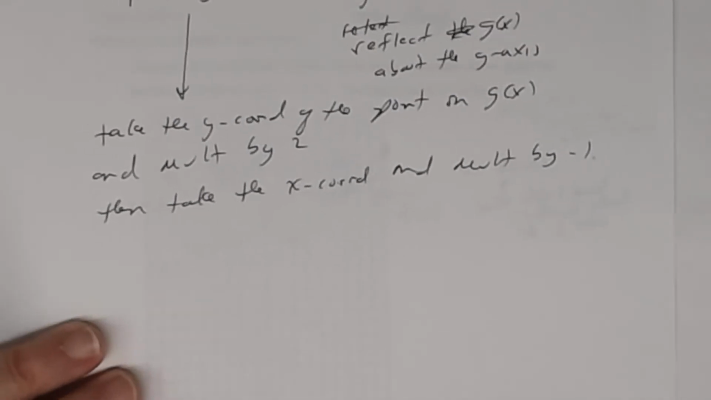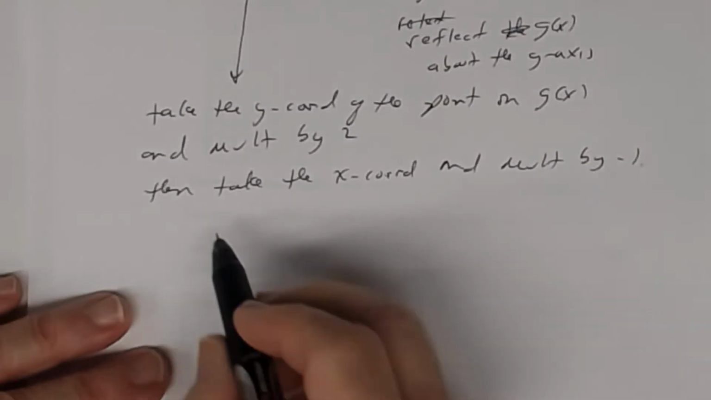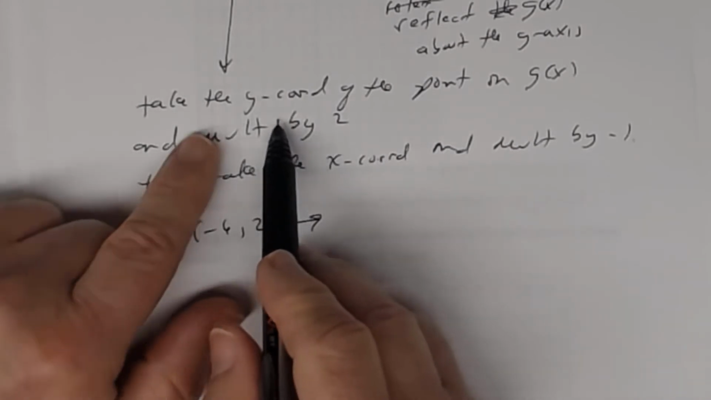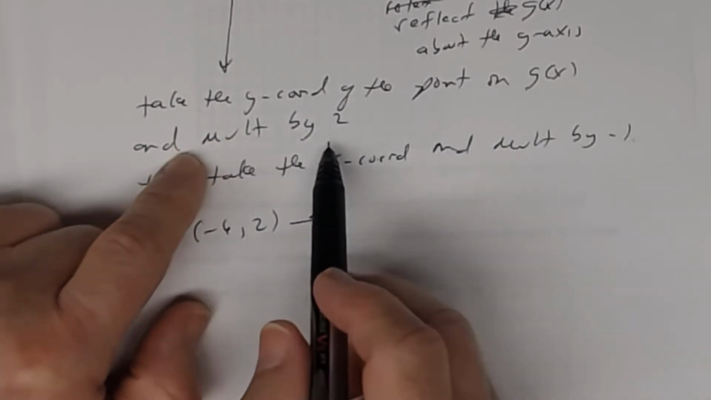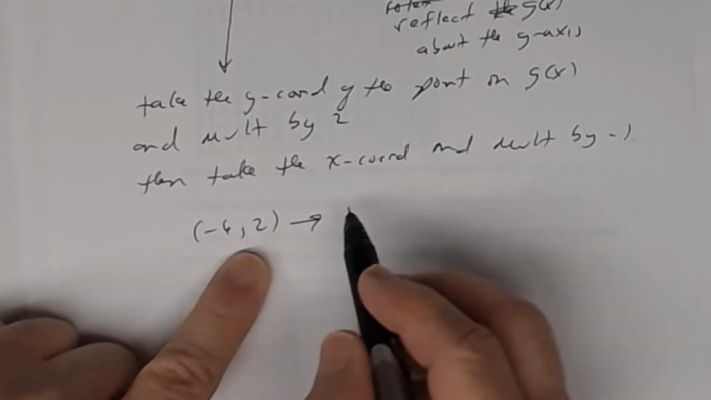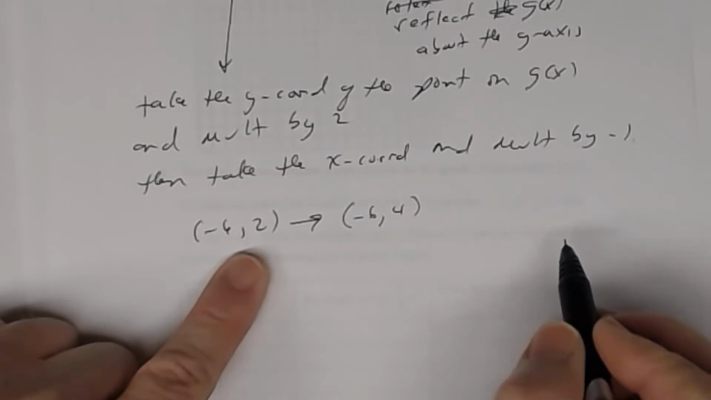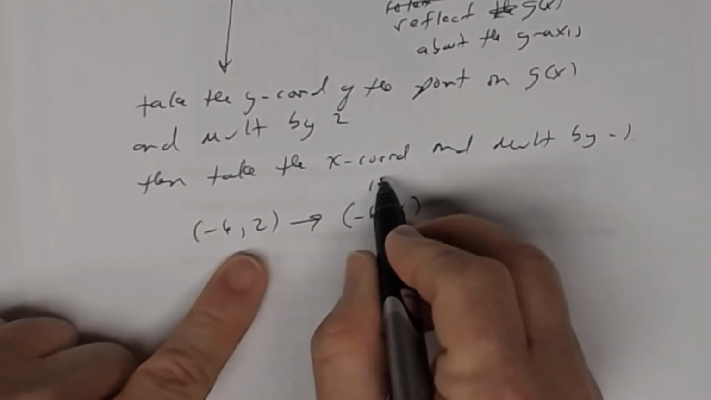Okay? So that's what that says. All right, so let's think about this. Let's look at this point right here, -6, 2. According to this, first of all, I'm going to take the y-coordinate and multiply by 2. So here's my y-coordinate. That becomes the point -6, 4, right? So that's that first transformation, the first step.